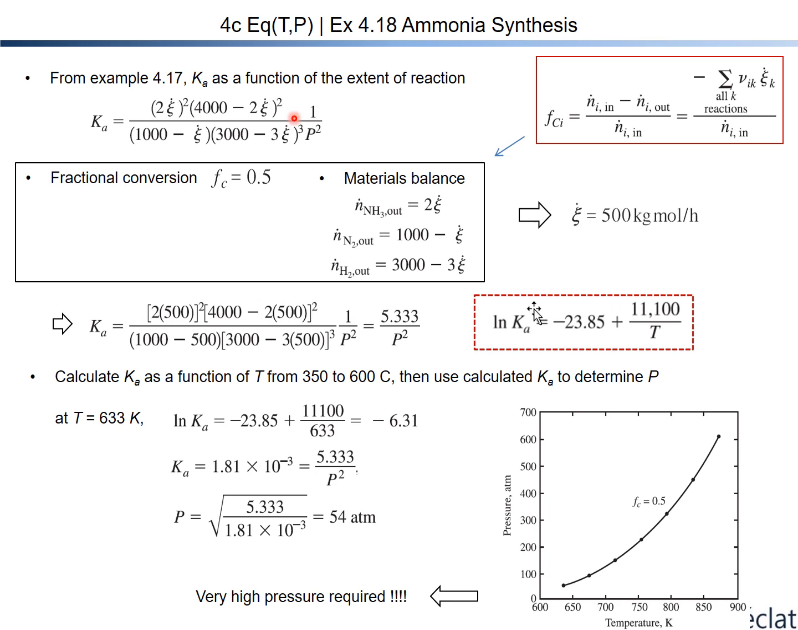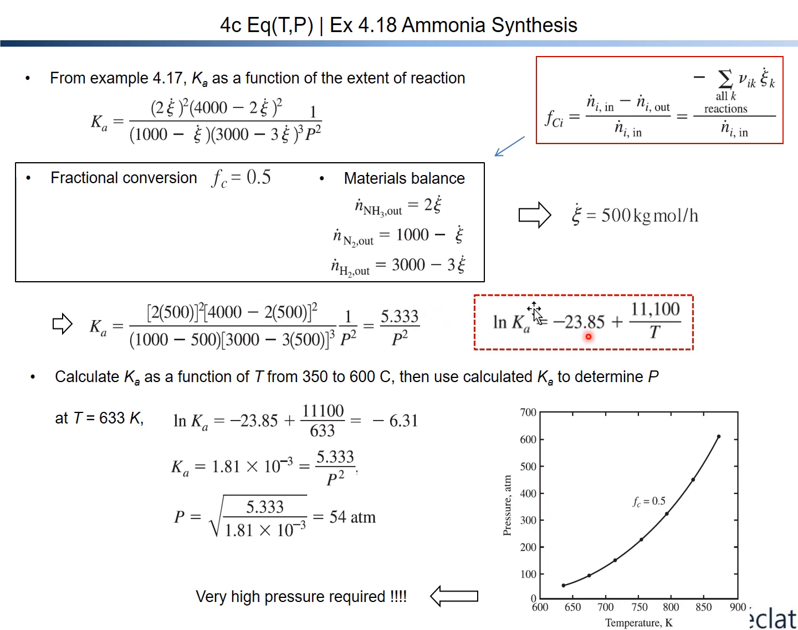And let me calculate the extent of reaction first. Fractional conversion is given to you, and here are the material balance equations. Then by combining those, you could calculate the extent of reaction of the ammonia synthesis. Here 500 kilogram mole per hour. Then put this value in here, so K is inversely proportional to the pressure squared with the coefficient 5.333. So this is the equilibrium constant as a function of the pressure.